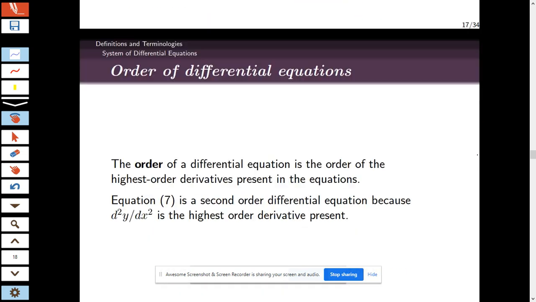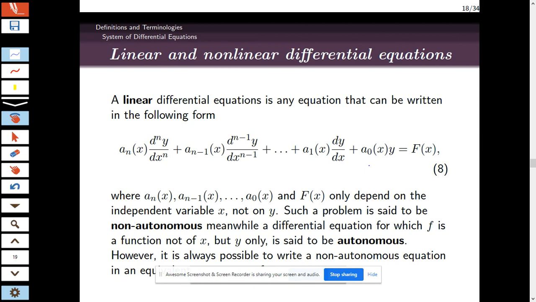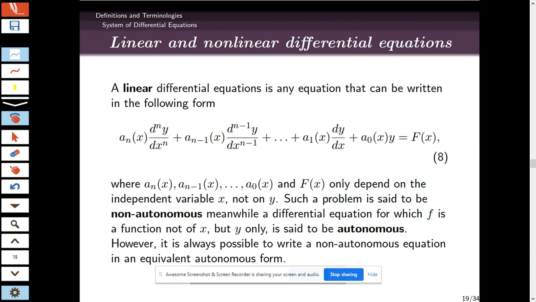Okay, good. We know what is order, I've already explained. We know what is linear, I've already explained, but we don't know what is autonomous. Okay, class, pay attention. A problem is said to be autonomous if f(x) only depends on the independent variable x, not y. What does that mean? Hold on a second. Okay, if it's autonomous, f is a function not of x but of y.